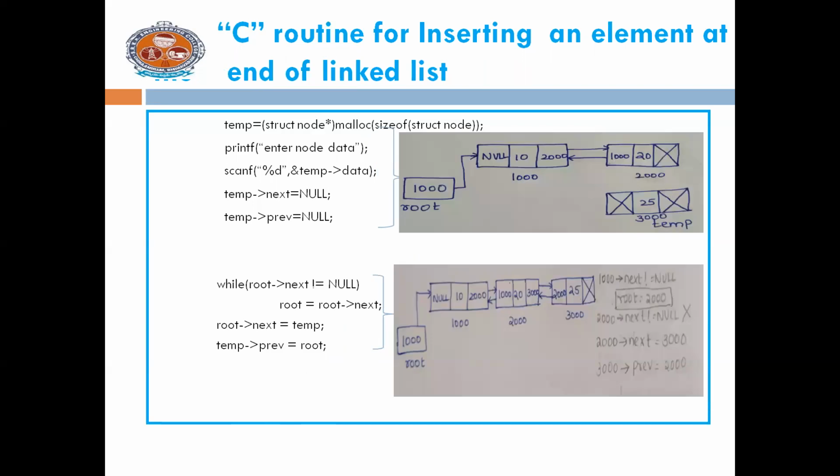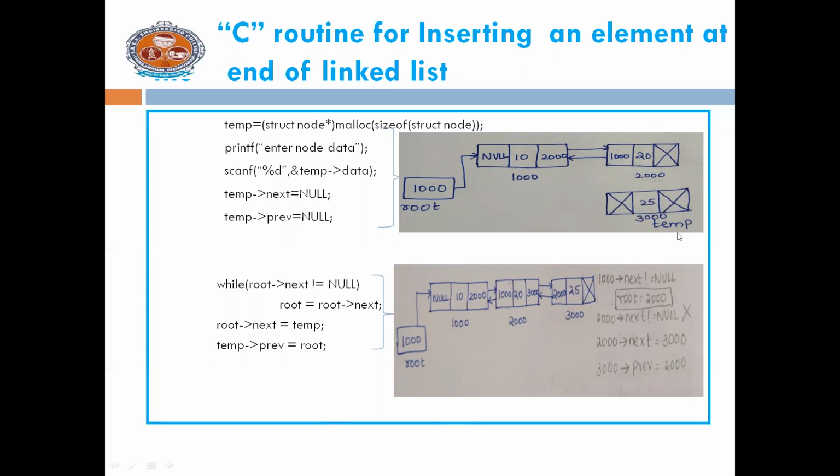Next, this is the C routine for inserting a node at the end of the list. This is my example list, which is holding two values here. My newly created node is 25. So I have inserted a new value 25 here.